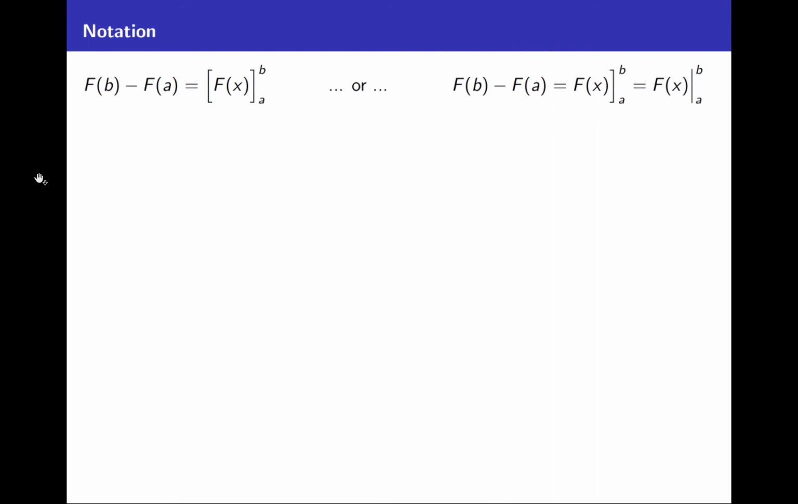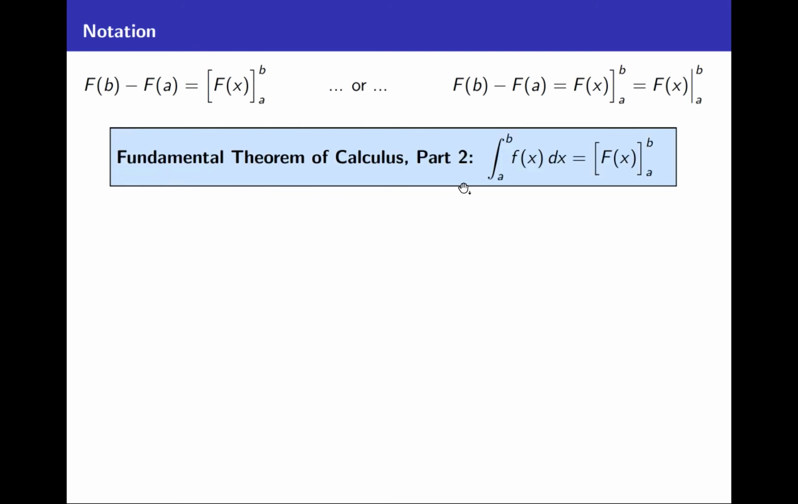So with this, we can rephrase the Fundamental Theorem of Calculus Part 2 slightly. It states that the integral from a to b, f of x dx, equals big F of x from a to b. And again, that notation just stands for big F of b minus big F of a.